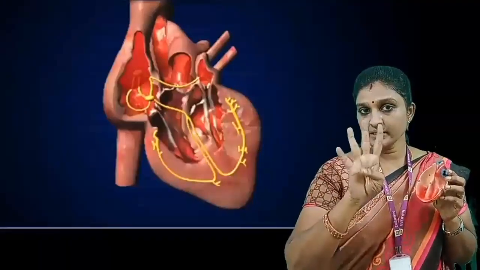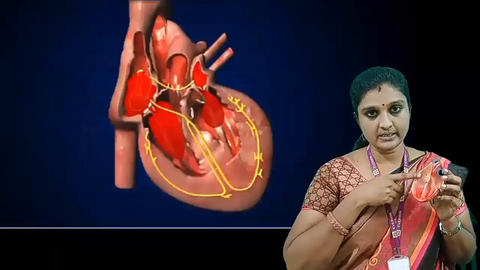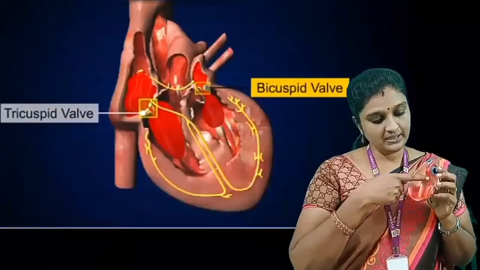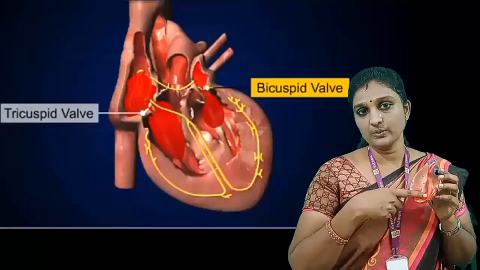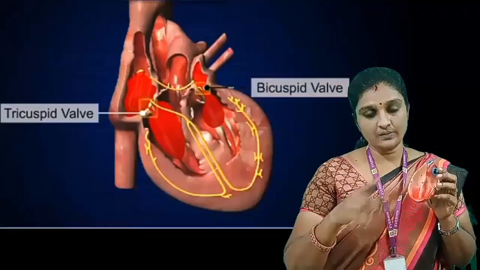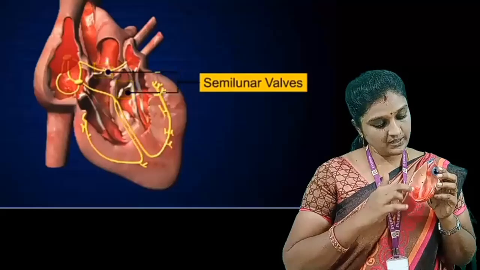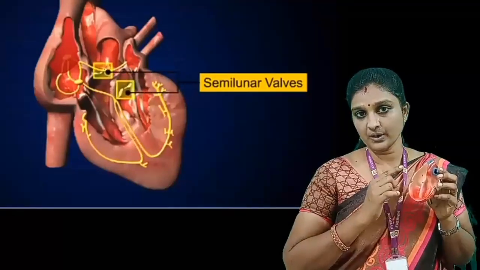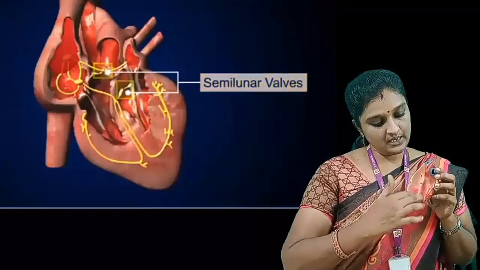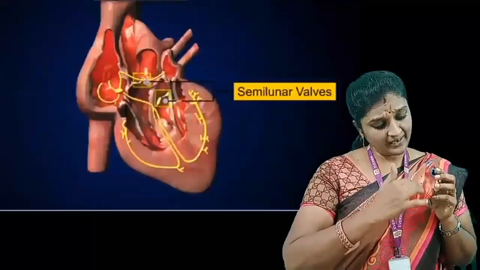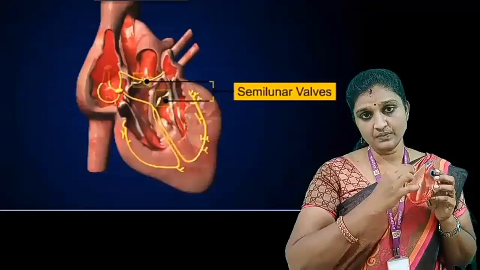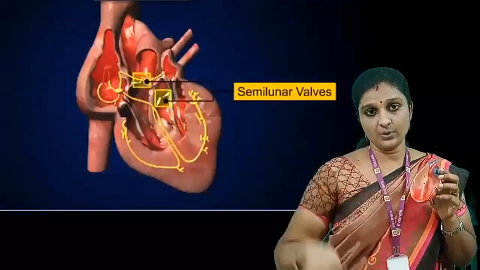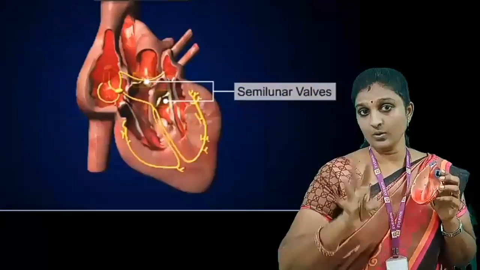So four kinds of valves are there. On the right-hand side you have the tricuspid valve. On the left-hand side, between the auricle and ventricle, you have a bicuspid valve. Between the right ventricle and pulmonary artery you have the semilunar valve or pulmonary valve. Between the left ventricle and the aorta you have one valve, called the semilunar valve, also called the aortic valve. So these are the four valves.